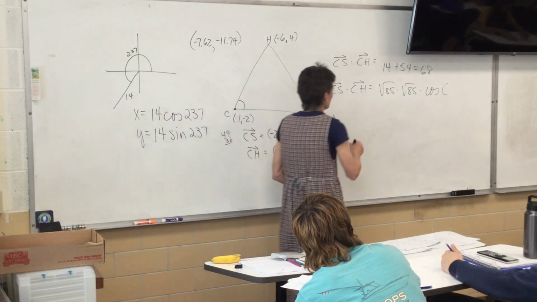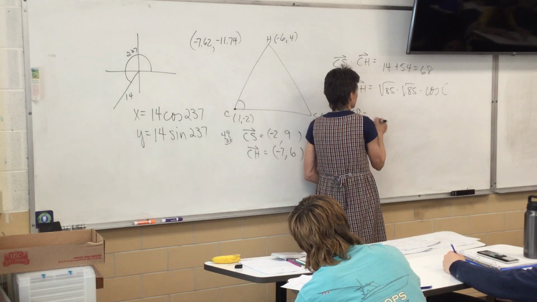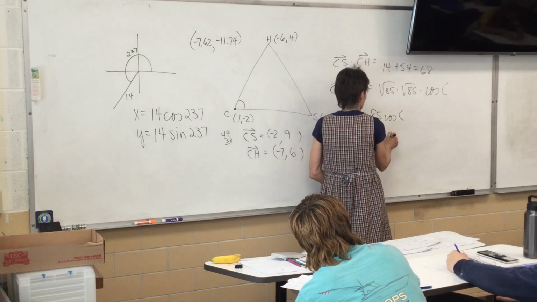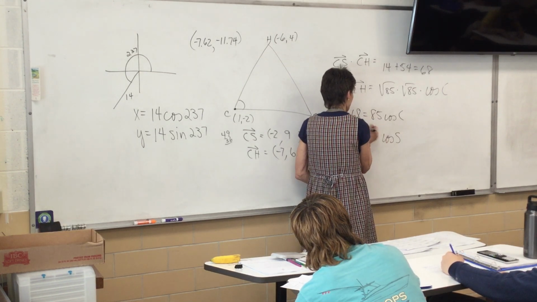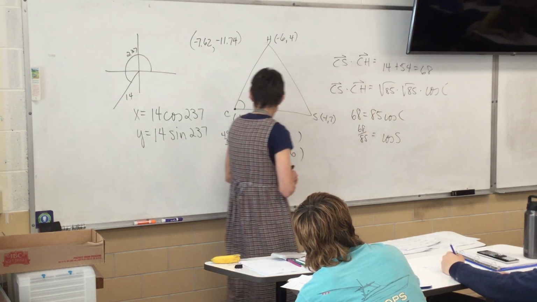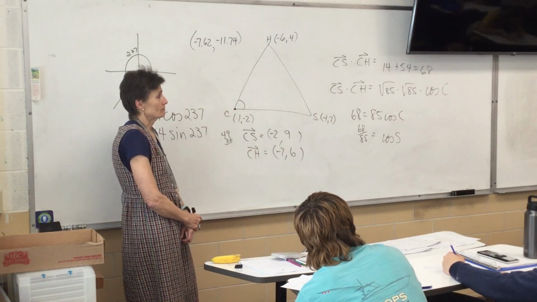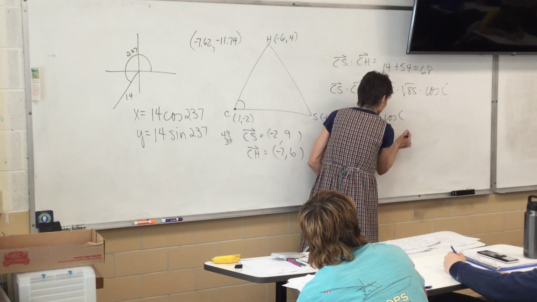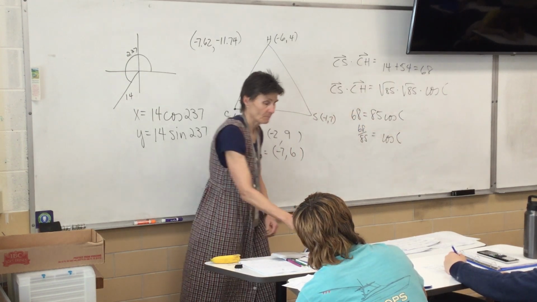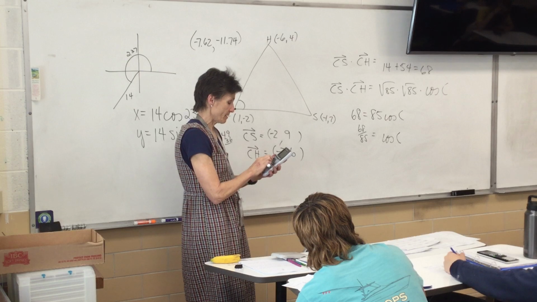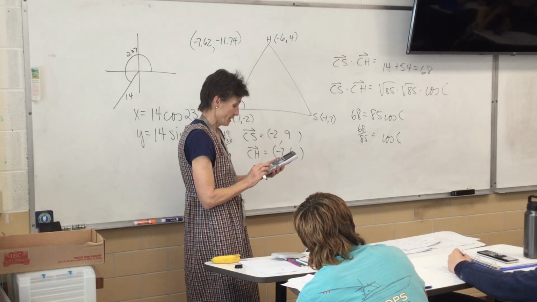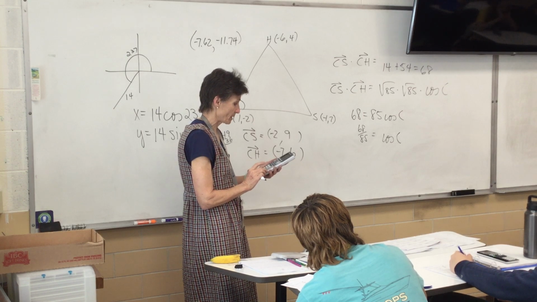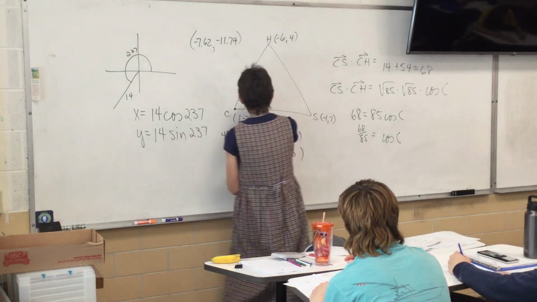Now I can set those equal to each other. So basically 68 equals 85 cosine C. So cosine C equals 68 85ths. And how do I find C? That's not S, that's C. How do I find angle C? Second cosine, inverse cosine, 68. I got 36.87.